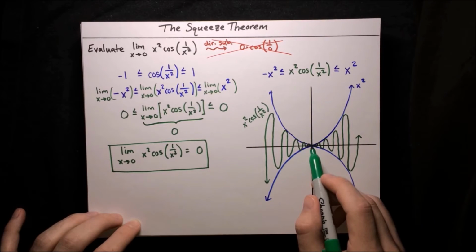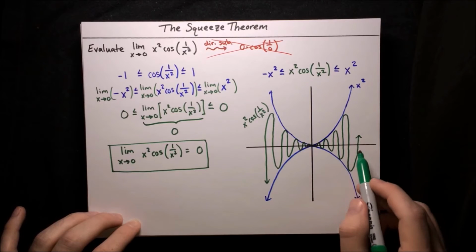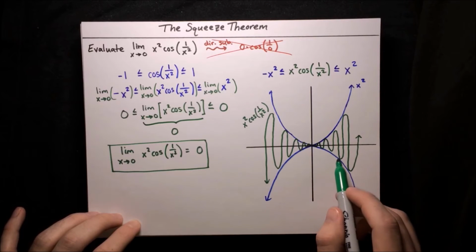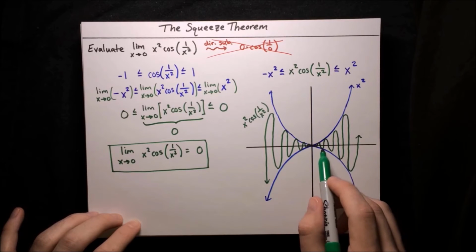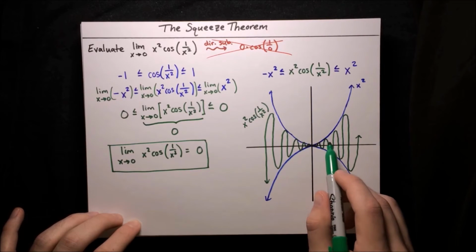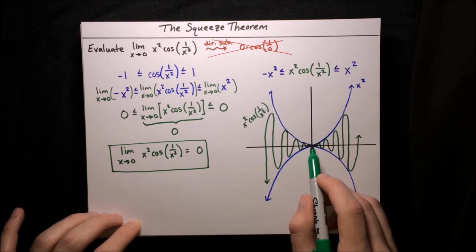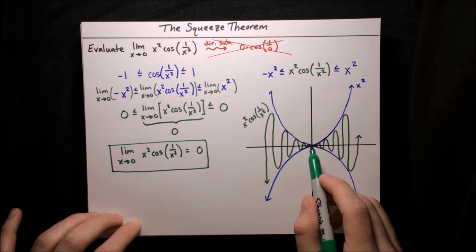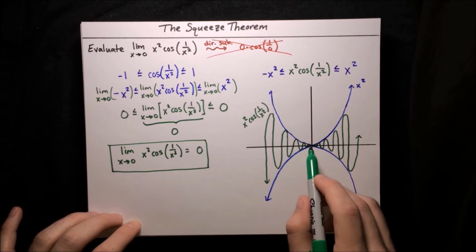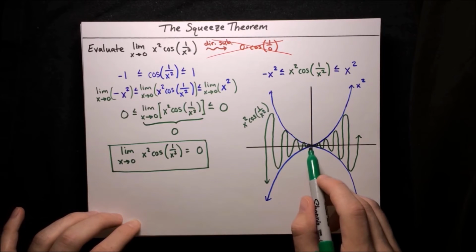So initially there's a lot of wiggle room for our function x squared times cosine of 1 over x squared. It's oscillating up and down, up and down, but as it approaches x equals 0, the oscillations get smaller and smaller. There's less and less wiggle room because its upper and lower bounds are converging at the origin. So that tells us that the function has to pass exactly through the origin because it's not allowed to wiggle up or down at that point. The upper and lower bounds are both 0.